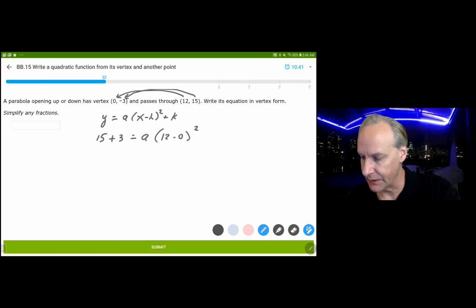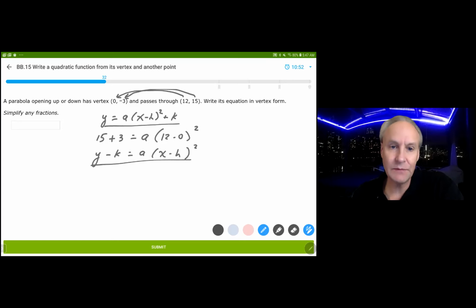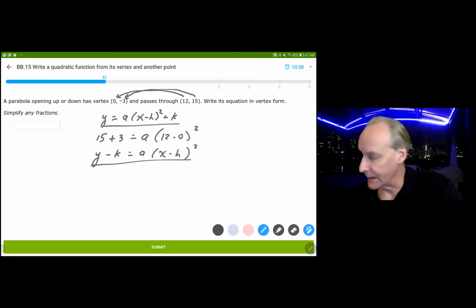I'll write it down here maybe. Y minus k is equal to a times x minus h quantity squared. So I'm doing this one instead of this one, but it's the same thing. There's no difference. The only difference is that they like to add the k to both sides. I have a reason for writing it that way, so there you have it.